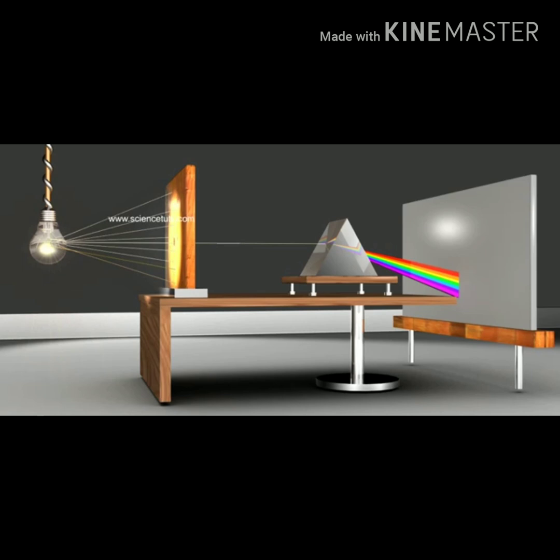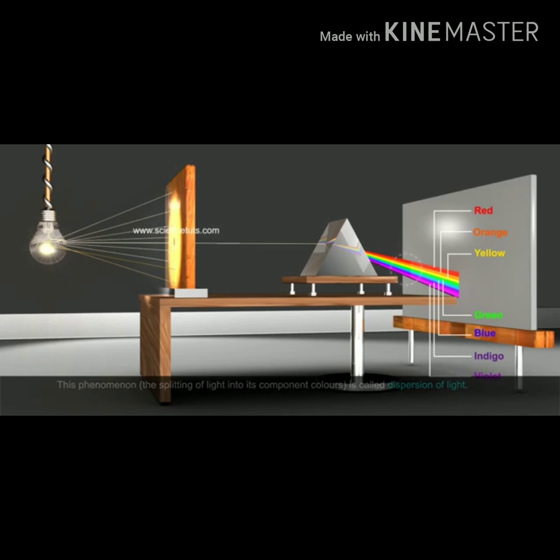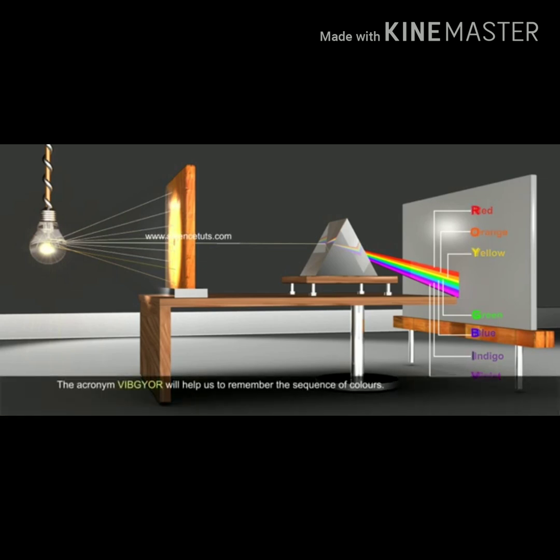What are the 7 colors that you see on the screen? The various colors seen are violet, indigo, blue, green, yellow, orange and red. This phenomenon, the splitting of light into its component colors, is called dispersion of light. The band of the colored components of a light beam is called its spectrum. Why does this happen? The acronym VIBGYOR will help us to remember the sequence of colors.